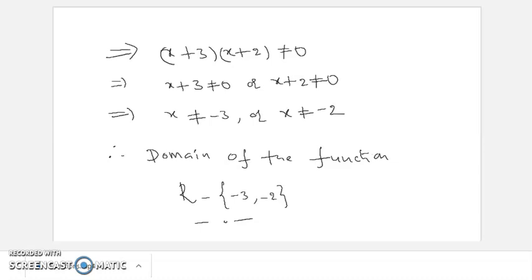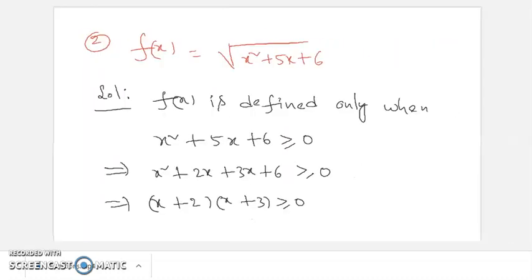So the domain of the given function is all real numbers except the values of minus 3 and minus 2. That's why we write the domain of the function is real numbers minus the set {minus 3, minus 2}. Except the values of minus 3 and minus 2, all real numbers are known as the domain of the given function. Coming to next problem, f of x is equal to root over x square plus 5x plus 6.